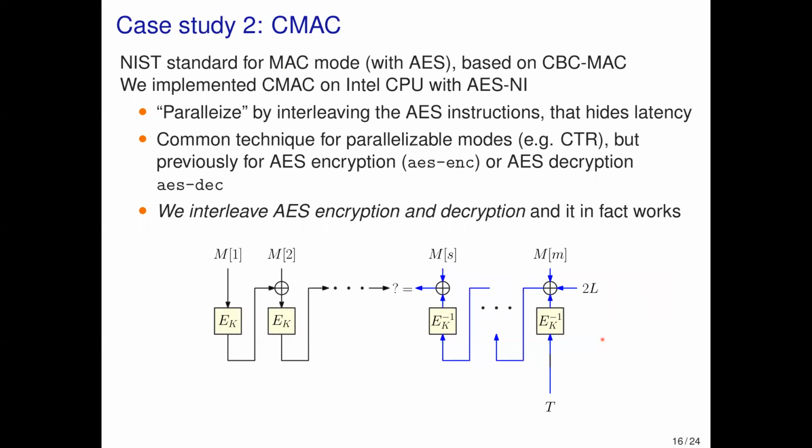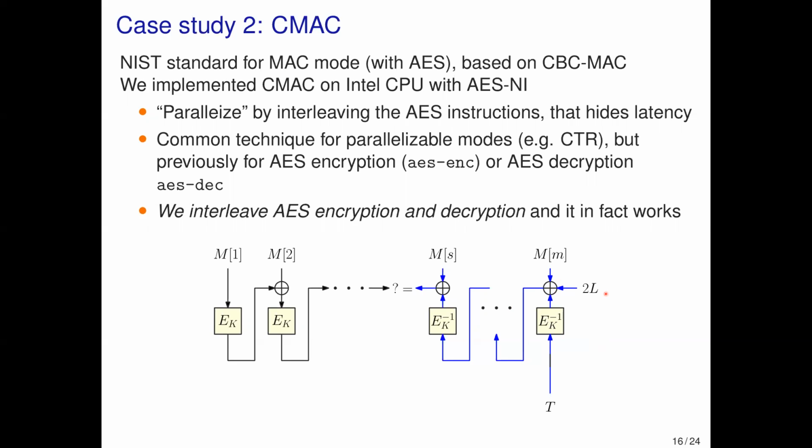The second case study takes CMAC. It is a NIST standard MAC mode specified with AES. It is based on CBC-MAC, but is different at the processing of the last block here. We implement CMAC on Intel CPUs having AES instructions called AES-NI.